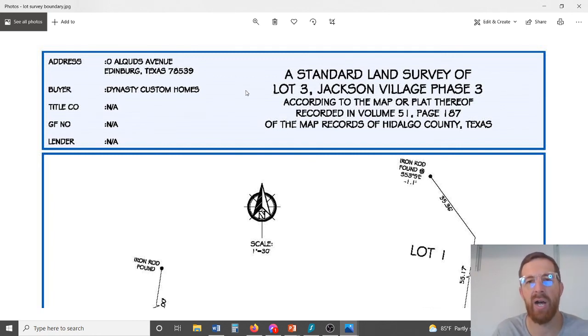Okay, so that is the basics of understanding a land survey. Don't be intimidated by all the writing and all the numbers on there. Just look for the basics and understand it, and I hope that helps you.